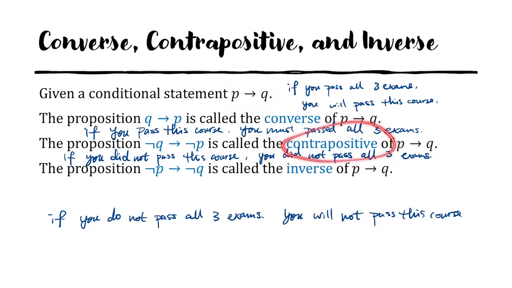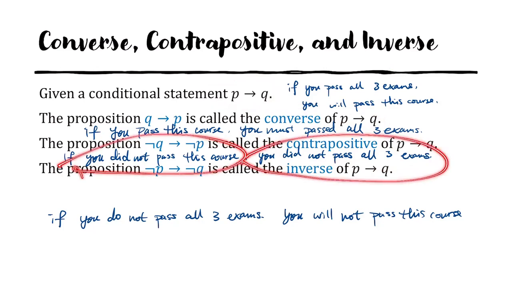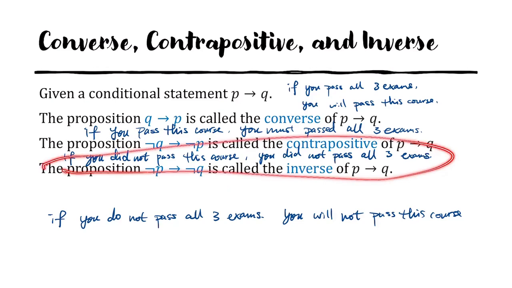The contrapositive is saying that if you did not pass this course, then it must mean you did not pass all 3 exams. Now, what if you do end up passing this course? You don't know. So anything could happen. People who pass the course could pass by passing all 3 exams, or maybe they don't pass all 3 exams, because you don't know. The statement here only mentions what happens if you don't pass this course.